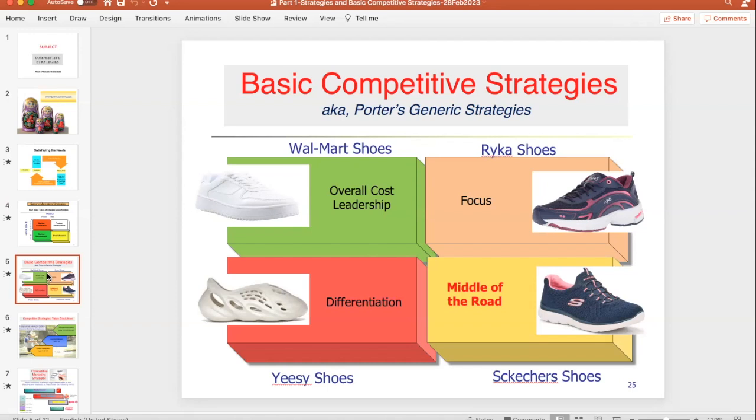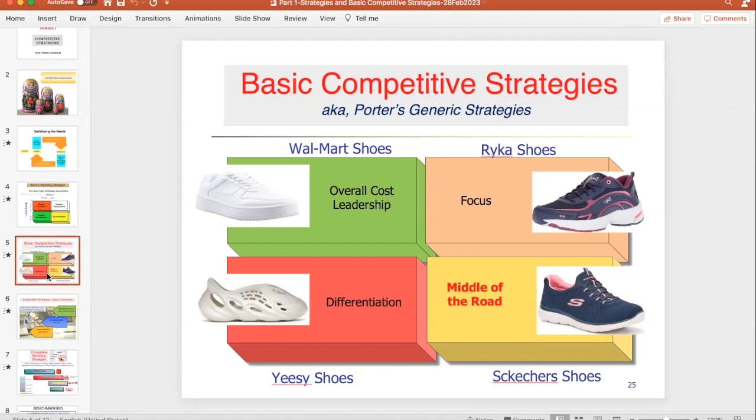that's called differentiation. And then the middle of the road strategy is when you're trying to be a product that is very acceptable, sort of universal for everyone to like, not focusing on a specific group, not trying to have a product that is very different, not trying to be the most expensive or the cheapest.